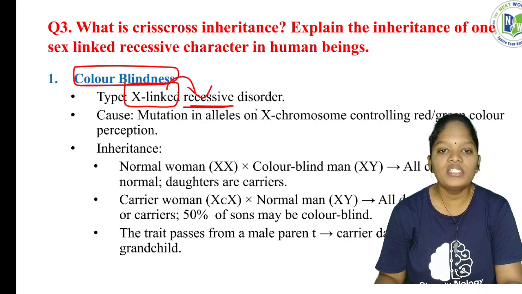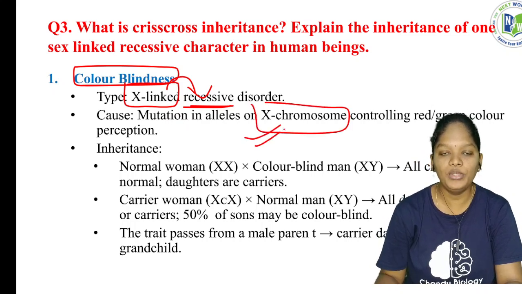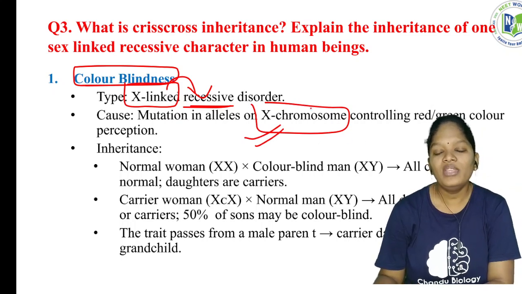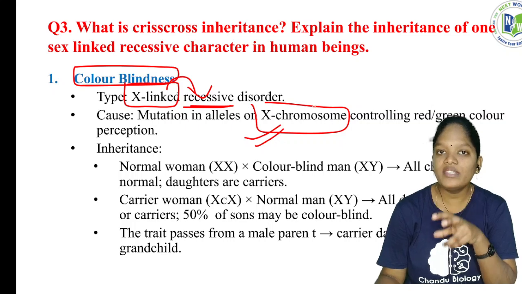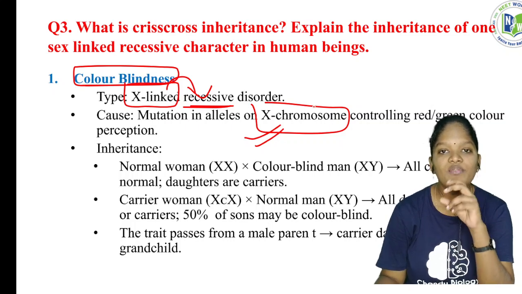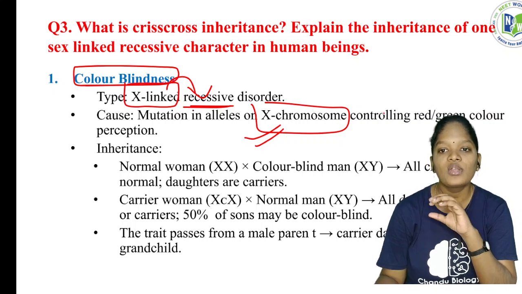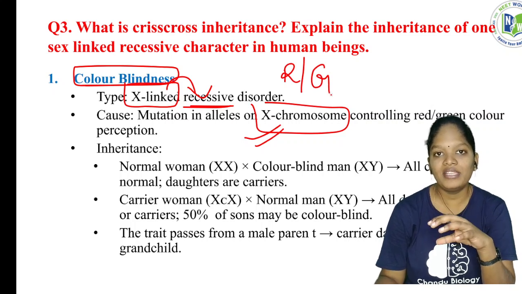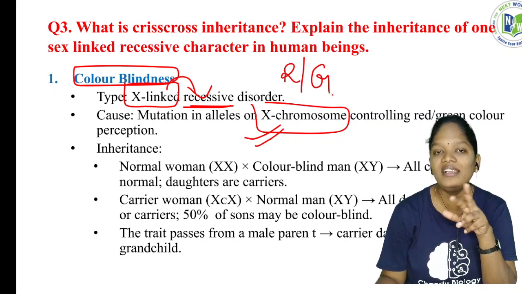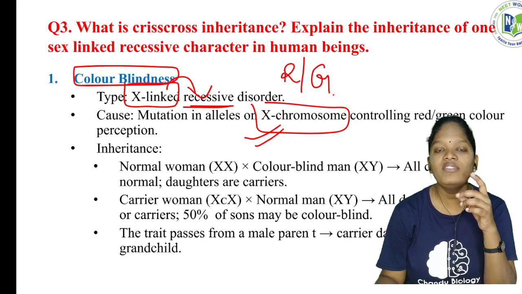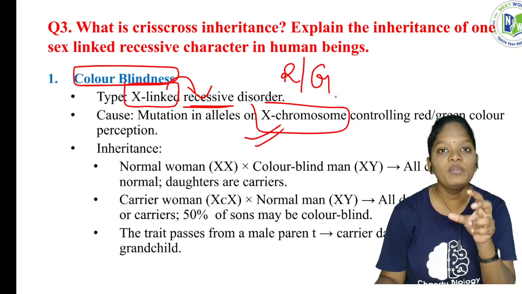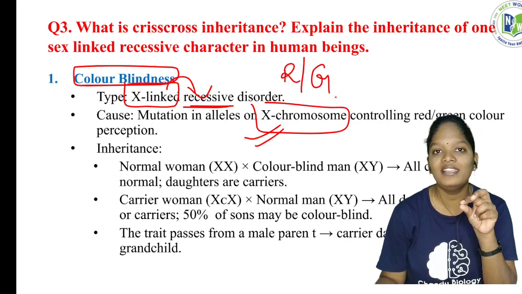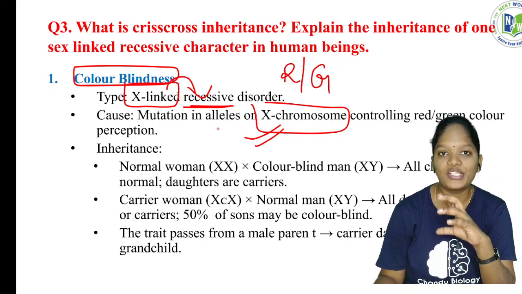Mutation: definitely the X chromosome is getting mutated. In particular, the segment of the X chromosome controlling color perception is getting affected, which means controlling the red and the green color. A person affected with color blindness can't differentiate the red color and the green color properly. Whenever they see the red color, it seems to be green, and whenever they see the green color, it seems to be red. That is what color blindness actually is.